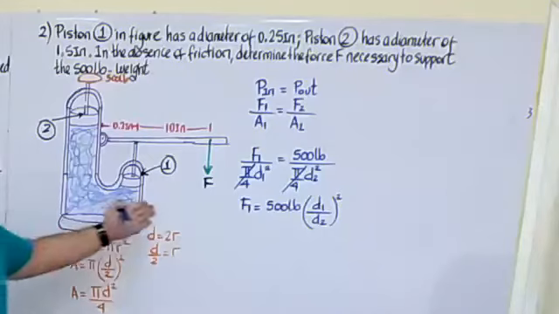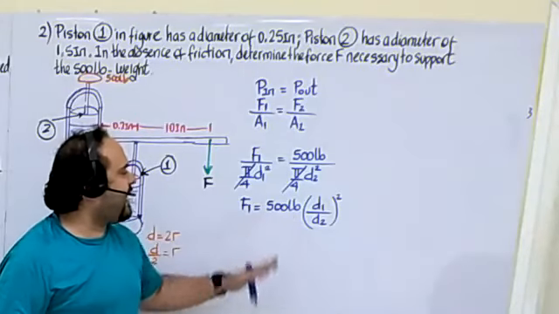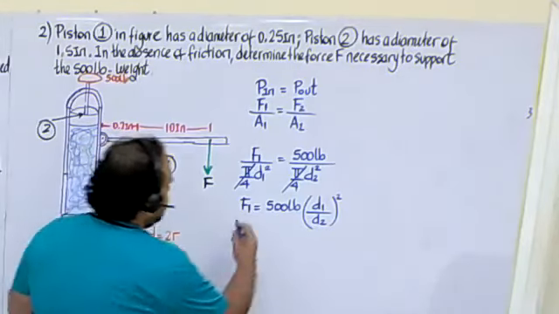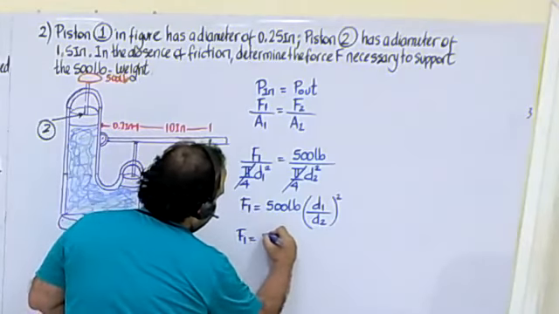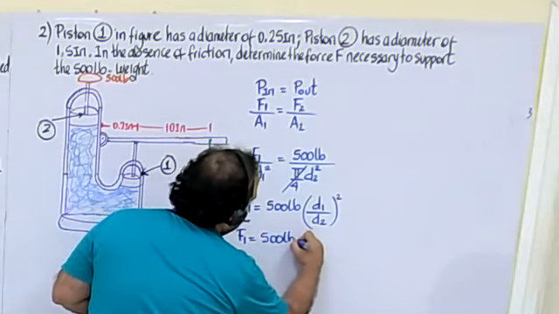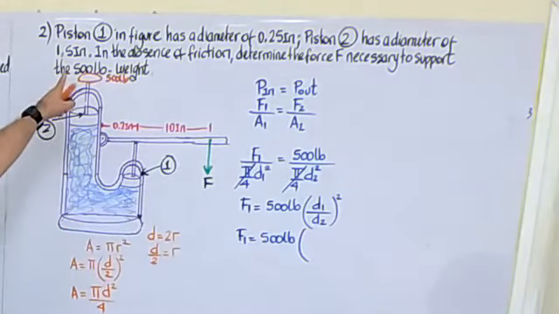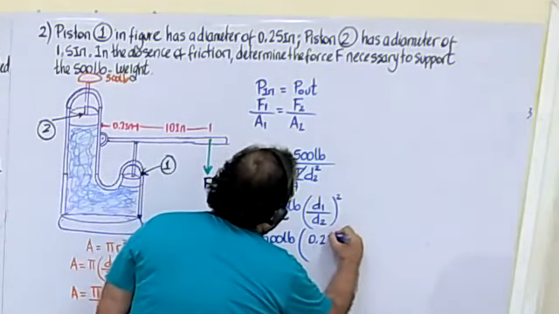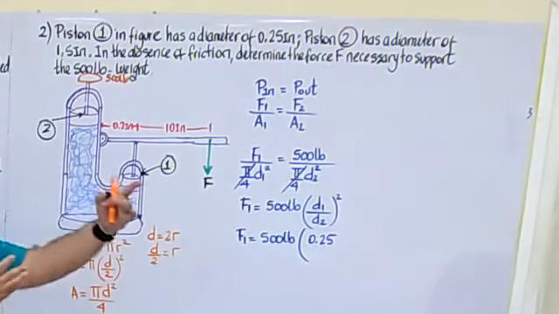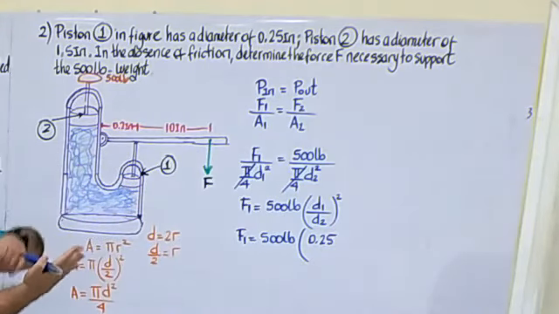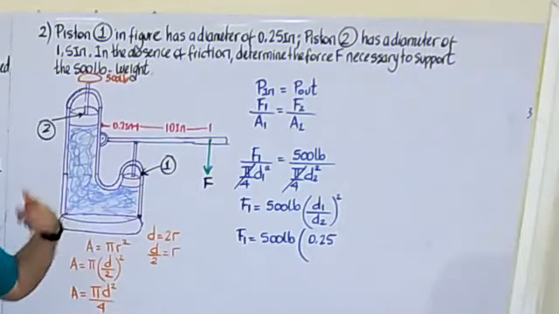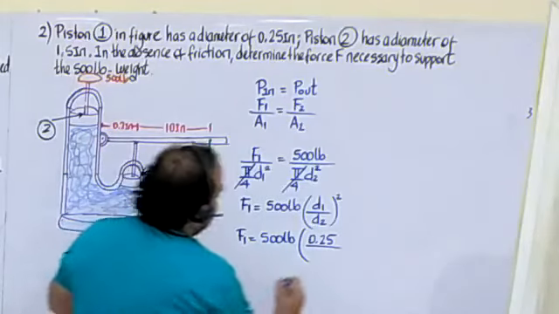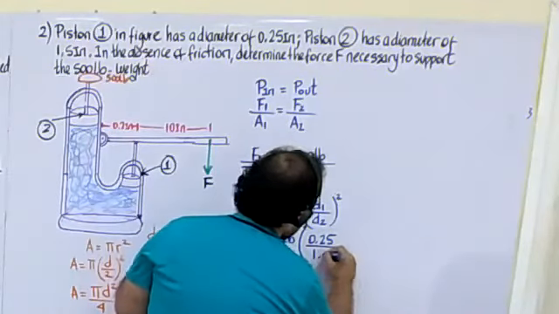So solving for this equation, we have 5,000 pounds times parentheses diameter 1 over diameter 2 to the second power. For that reason, this force number 1 will be 500 pounds times that ratio. Piston 1 has a diameter of 0.25 inches. You don't need to transform the units because we're going to divide inches by inches, the units can be canceled, right? For that reason, I'm not using the units of diameter 1 over diameter 2.